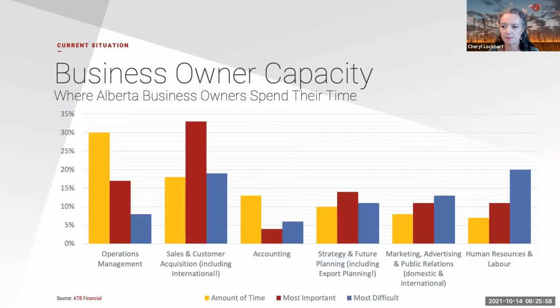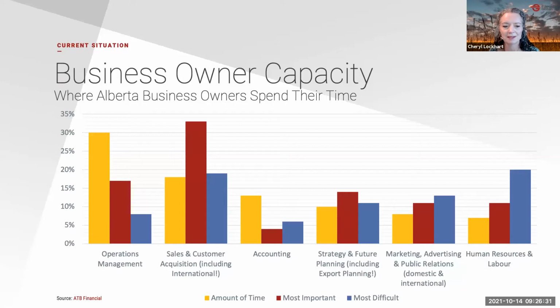And so what we see here is that the time that owners spend is not at all aligned with what's most important. And it's human nature to spend the most time in the areas that they're most comfortable with, namely operations management in the yellow here. So the yellow is where business owners are spending most of their time. Blue is what is most difficult, and the burgundy is where they should be spending their time.